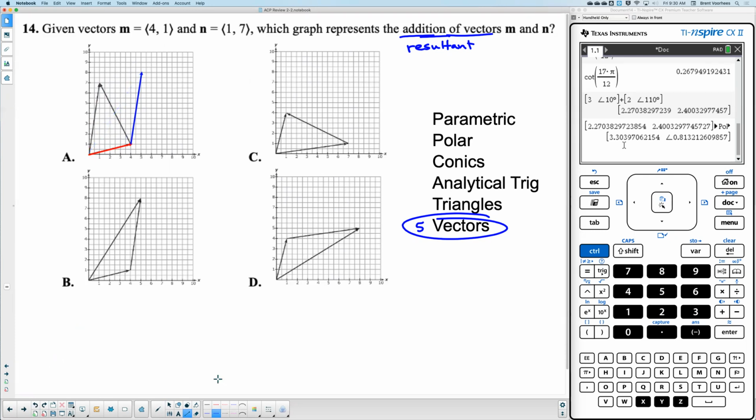Whoops, I meant to use different lines. Sorry, let me try this again. It would go from start to finish. Okay, so which graph was that? B. B is the correct answer here.